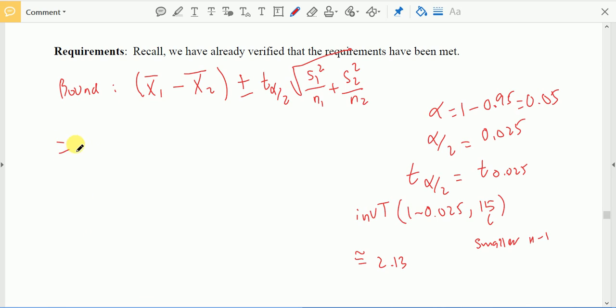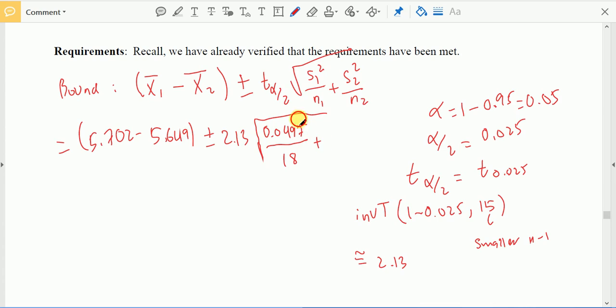So after you plug in here, x1 bar minus x2 bar plus or minus 2.13 times the square root, using the same data from the last example, 18, 16. You should get for the lower bound, using the minus, 0.009, and for the upper bound, using the plus, 0.097.